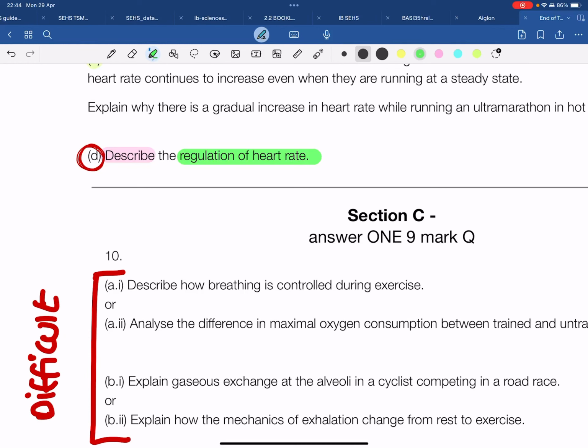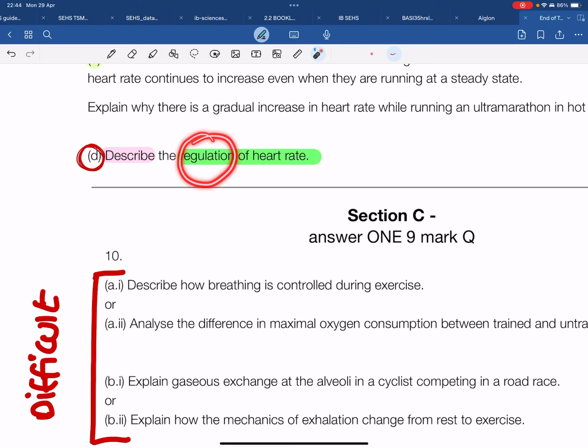So actually, quite answered quite well on the whole, but this question here was a little bit more challenging in terms of quite a narrow mark scheme. So the first thing we want to do is think about description. We need to add some detail to what we're saying. We can't just make brief statements. We need to describe how this heart rate is regulated.